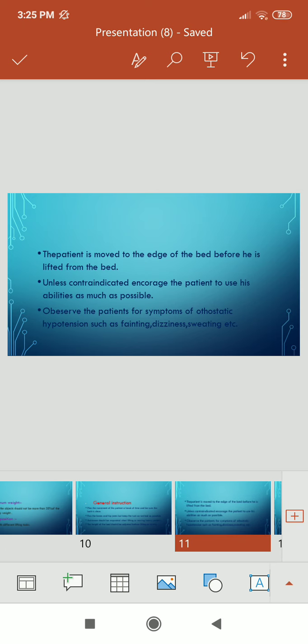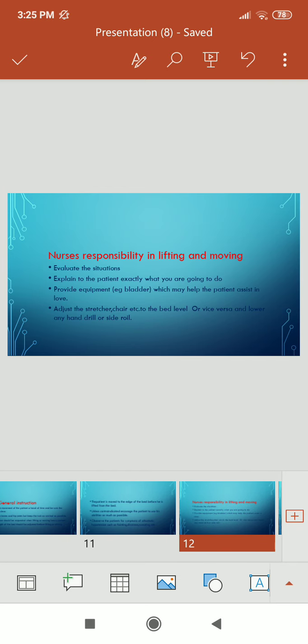The patient is moved to the edge of the bed before he is lifted from the bed, unless contraindicated. Encourage the patient to use his abilities as much as possible. Observe the patient for symptoms of orthostatic hypotension such as fainting, dizziness, sweating, etc.